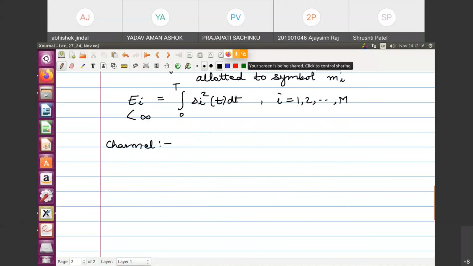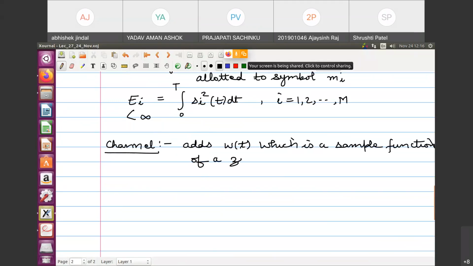Okay. So for developing the theory, this all goes over a channel. And I think we have already studied in the error rate due to noise that the channel standard right now we are considering is the additive white Gaussian noise channel. So what does the channel do? It adds WT, which is a sample function of a zero mean white Gaussian noise random process. Read it separately so that if you go back and read the notes, it should not lead to any confusion.